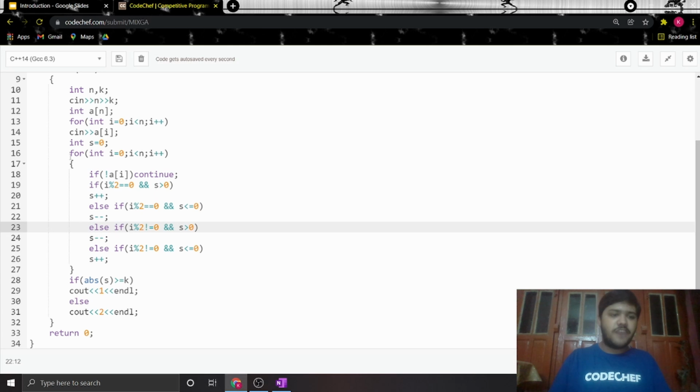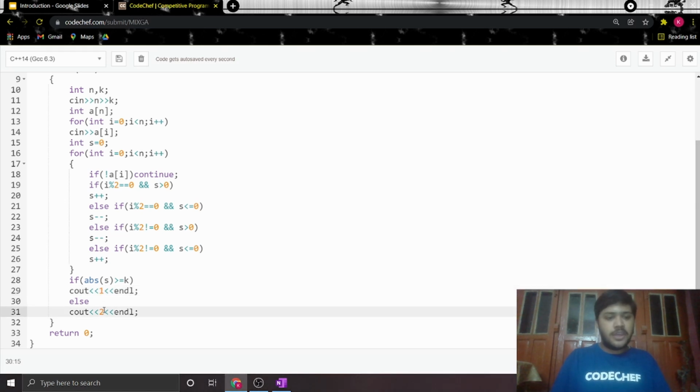Now after iterating through this loop, check if the absolute value of S is greater than or equal to K. If it is, print 1, not Vanja. If you print Vanja here, it would be an error, so make sure that you print 1 here, because in most game theory problems, if there are two players, Alice and Bob, and Alice wins the match, you have to print Alice, and if Bob wins the match, you have to print Bob. But here you have to print 1 and 2, so that is an error you don't have to make. Just be sure about that.